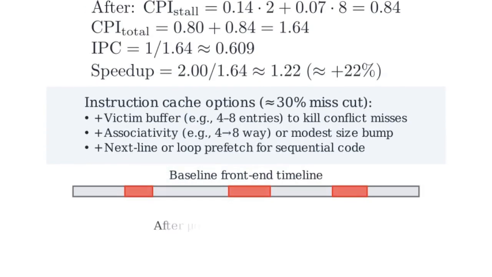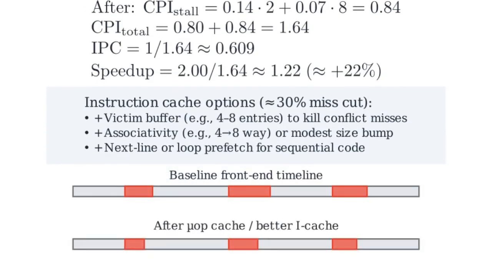We draw 2 front-end timelines. The red gaps are instruction fetch stalls. After the micro-op cache or better instruction cache, those gaps shrink. That shrinkage is exactly the 30% reduction of the miss fraction we calculated, and it maps to the 22% IPC gain under our assumptions.